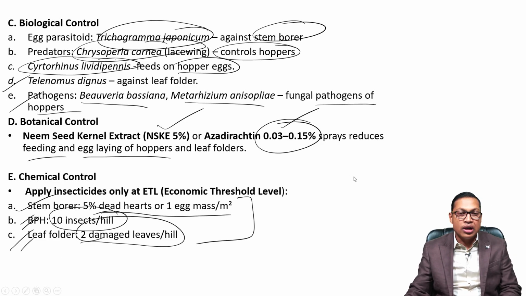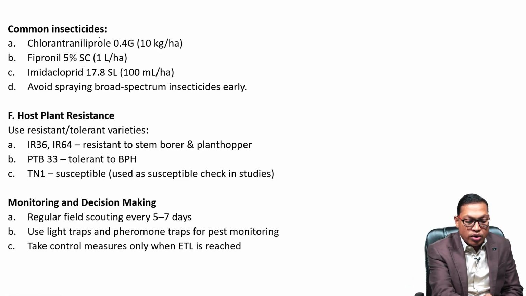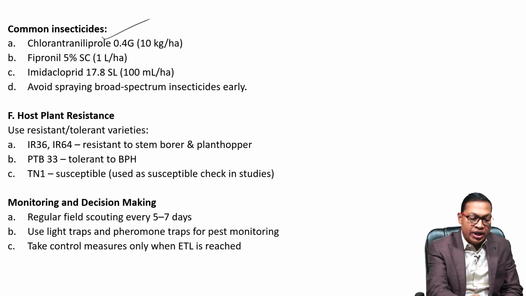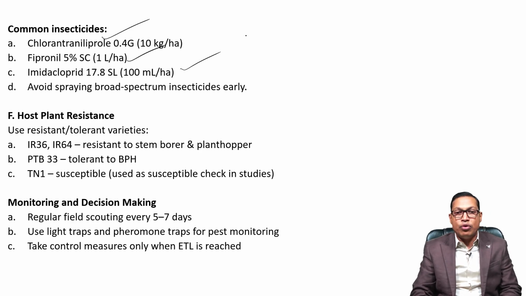And what are the chemical controls for that? Chlorantraniliprole 0.4 G, or we can say 10 kg per hectare is good. Fipronil 1 liter per hectare, imidacloprid 100 ml per hectare, and we have to avoid early spraying of broad spectrum insecticides, otherwise there will be chances of resistance against the particular insecticides.